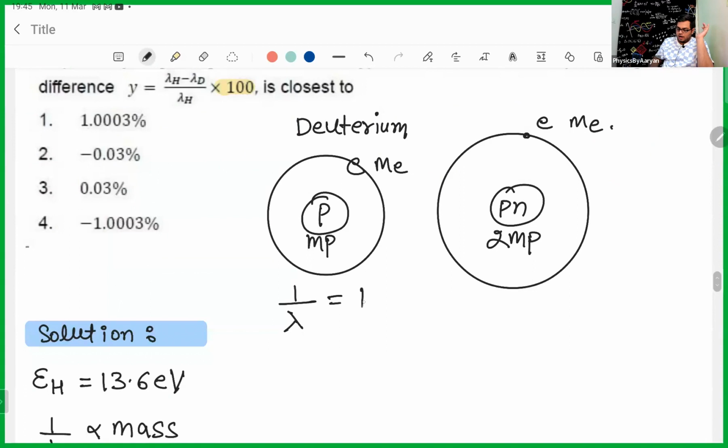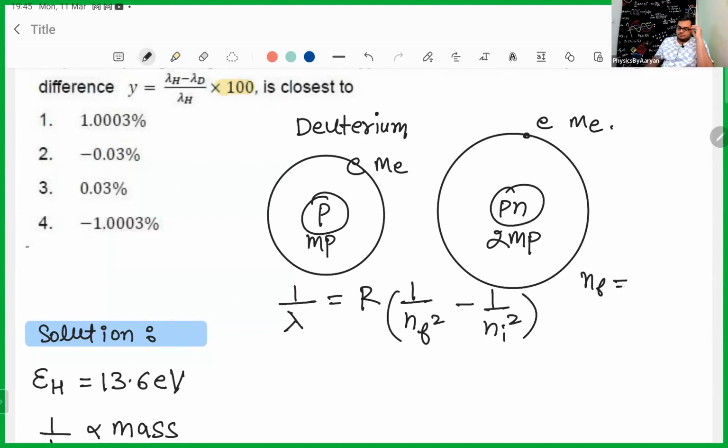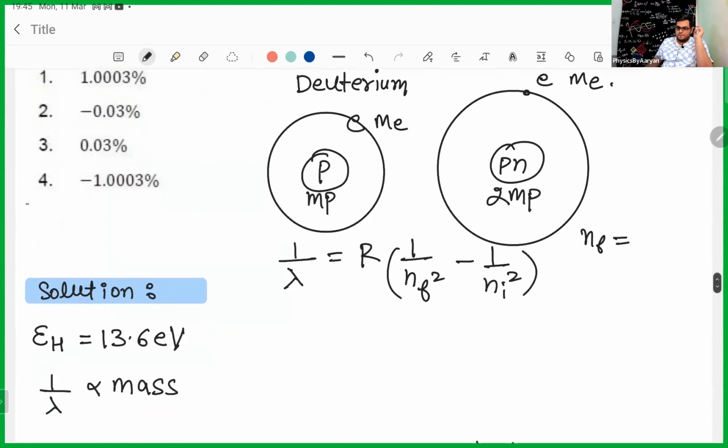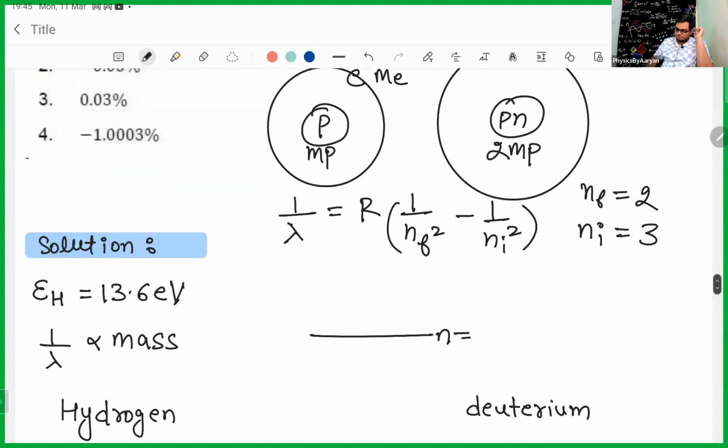1 by lambda equals R, 1 by n final square minus 1 by n initial square. So what is the n final for Balmer? 2. Finally, we have to come to 2. Tabhi Balmer hoga. For longest wavelength, what should be the value of n initial? 3 or infinity? 3, sir. Longest wavelength means lowest energy. So this is your n equals 2.